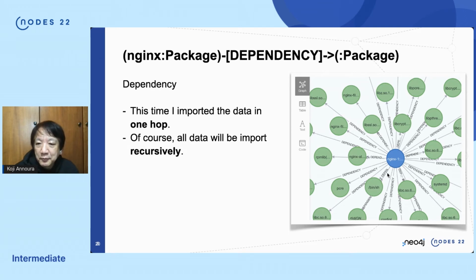Okay. The center one is Nginx, and green is a dependency package. Just one hop. At this time, I imported the data in one hop, just one hop. But of course, more data could be imported. We can see it's not good for one hop. Okay, it's just a test.